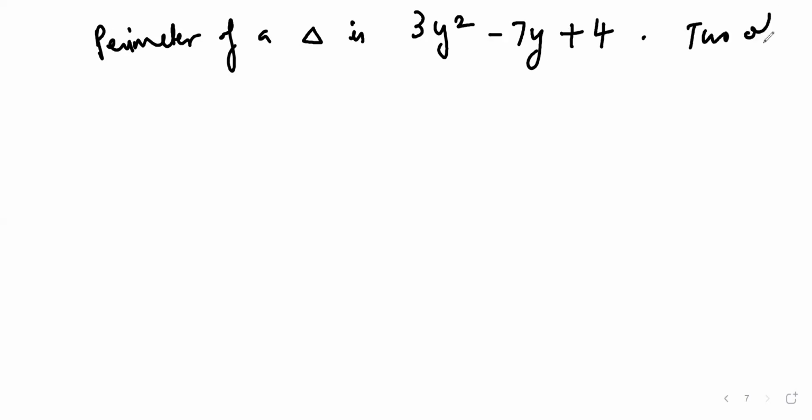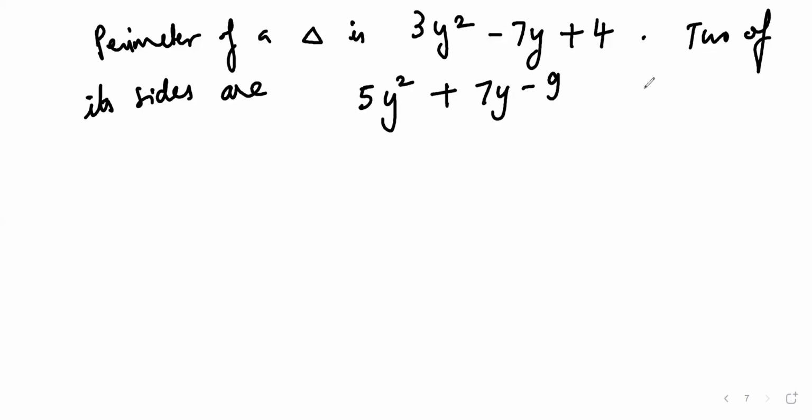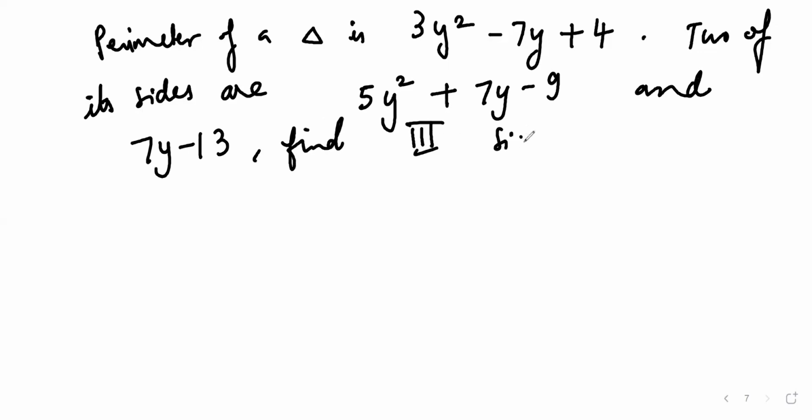So two of its sides are 5y square plus 7y minus 9 and 7y minus 13. Find the third side. See, we can have different kinds of problems. If it's a triangle, it will have 3 sides. Okay, side 1, side 2, side 3. What do I mean by perimeter? Perimeter is the sum of all the 3 sides, isn't it?